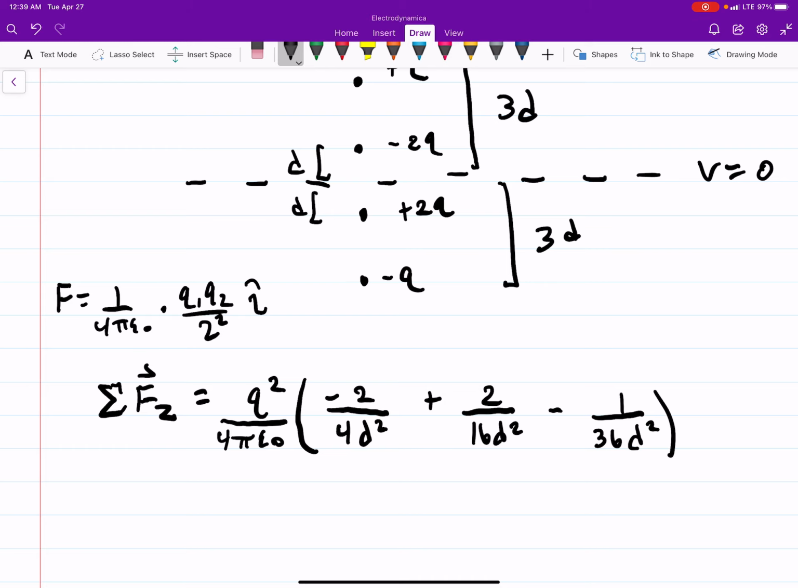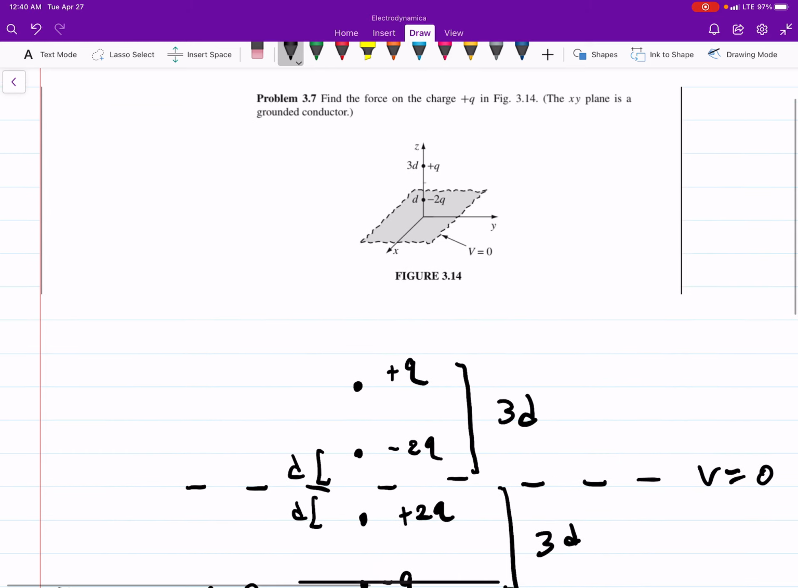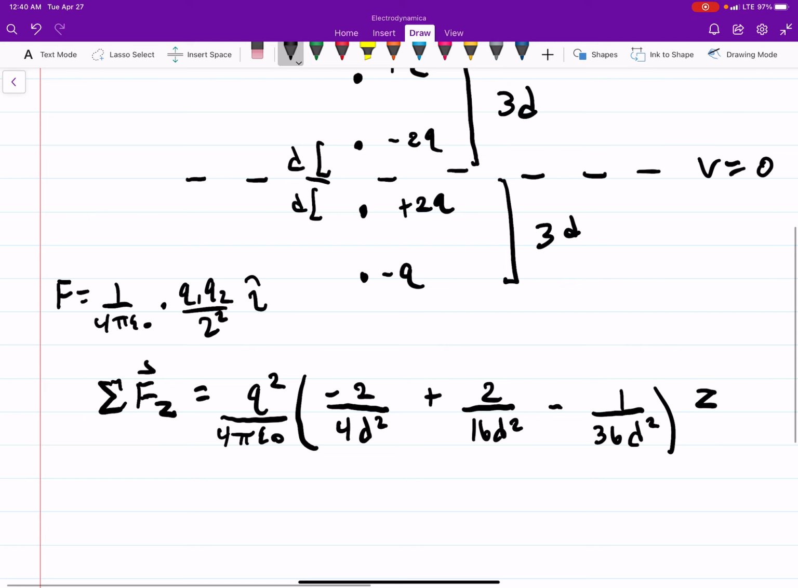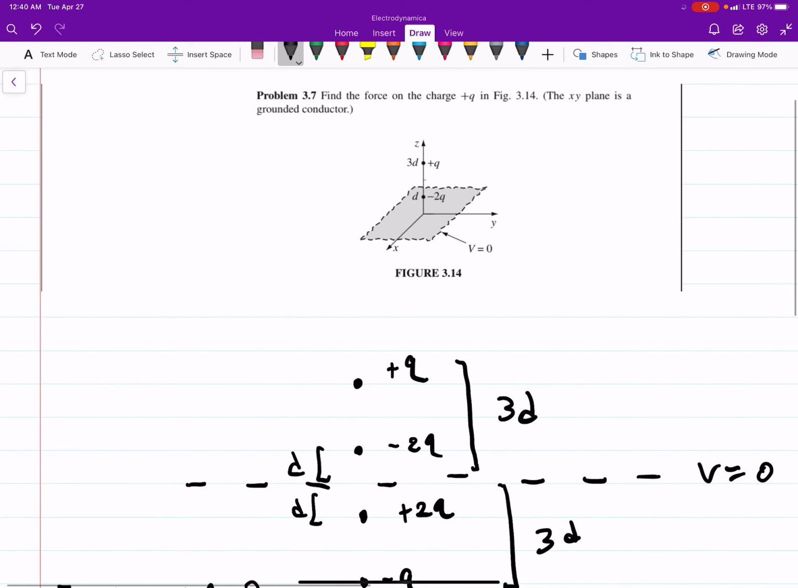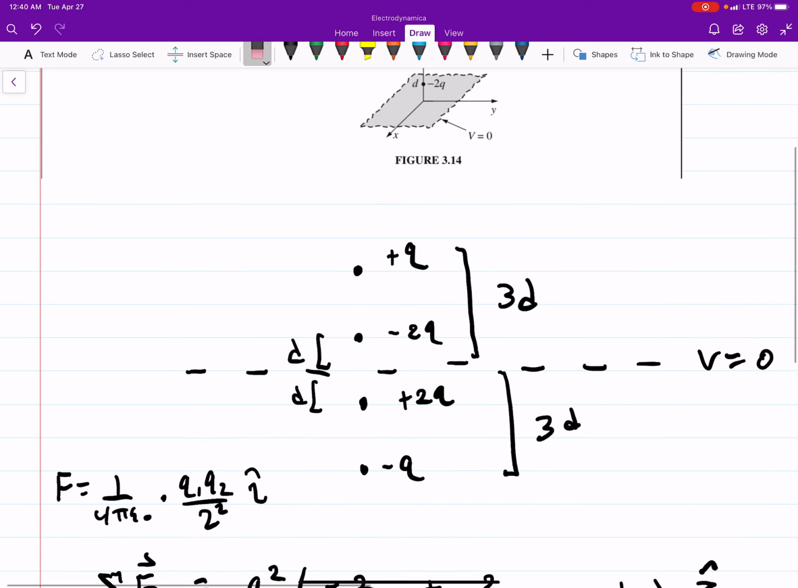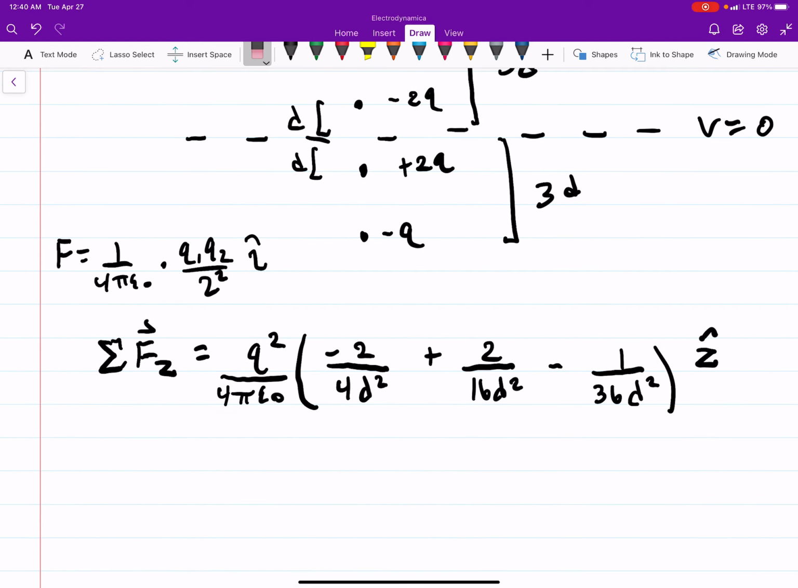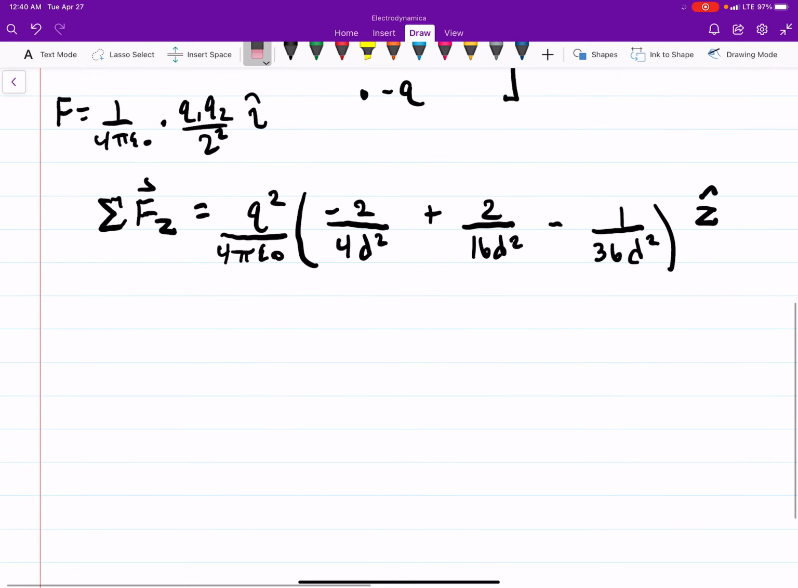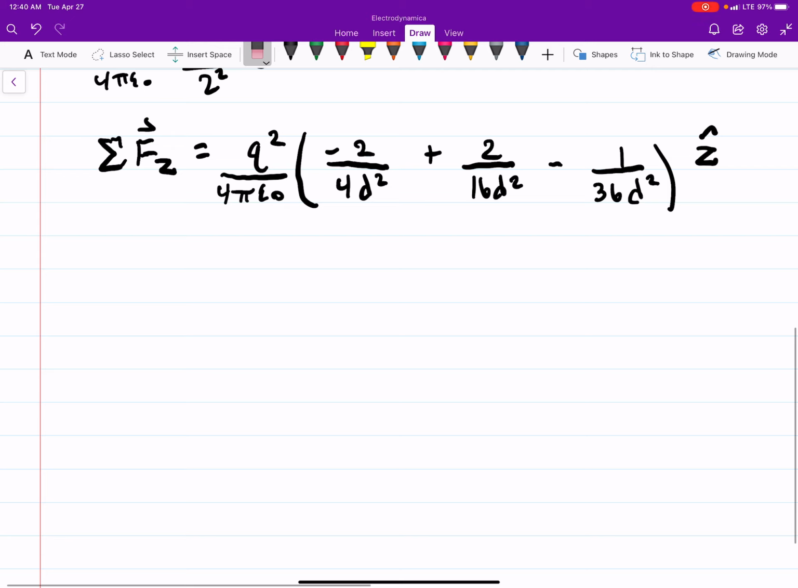Now, what direction is this going to be? Obviously, this is going to be in the z-hat direction, right? Because of where the charges are, they're either going to push it up or pull it down. So we know that's going to be in the z-hat direction. Okay, so when you end up simplifying this, and this doesn't even have to be in the z direction, it just ended up being in the z direction.